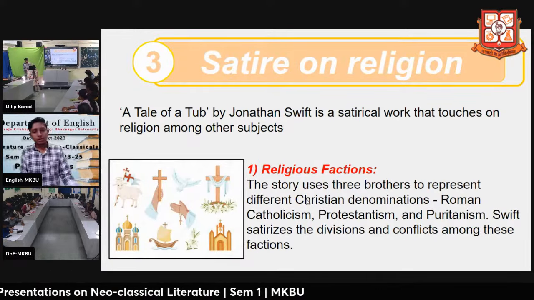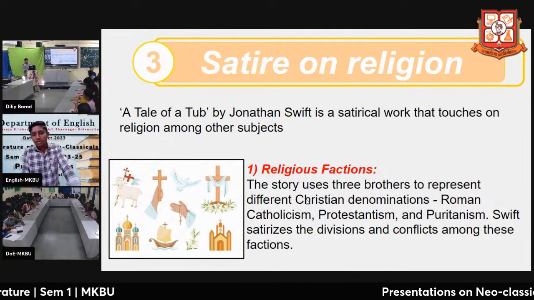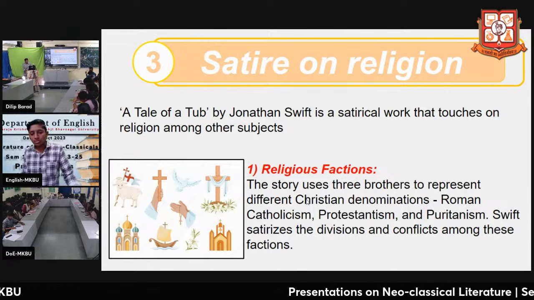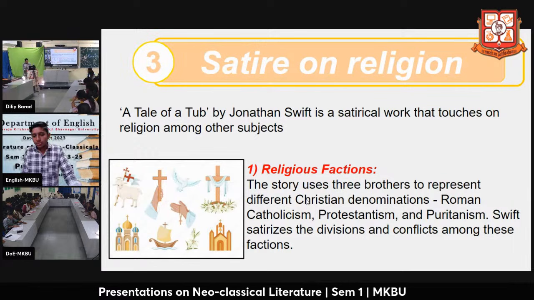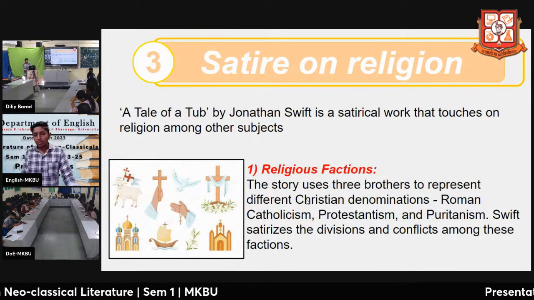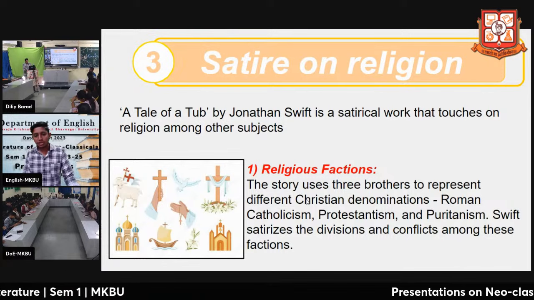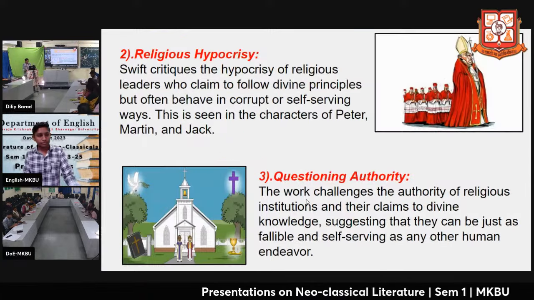Here is my main point, satire on religion. A Tale of a Tub by Jonathan Swift is a satirical work that touches on religion among other subjects. The first one is religious factions. The story uses three brothers to represent different Christian denominations: Roman Catholicism, Protestantism, and Puritanism. Swift satirizes the division and conflict among these factions.